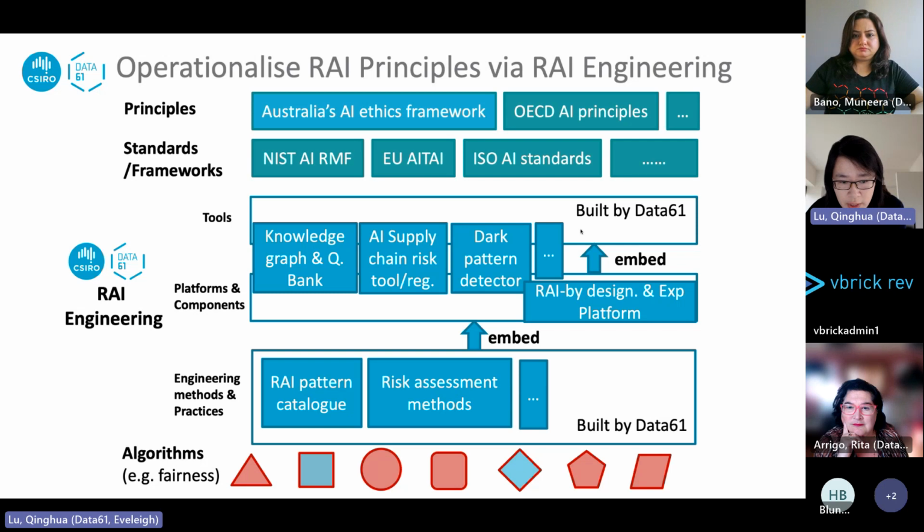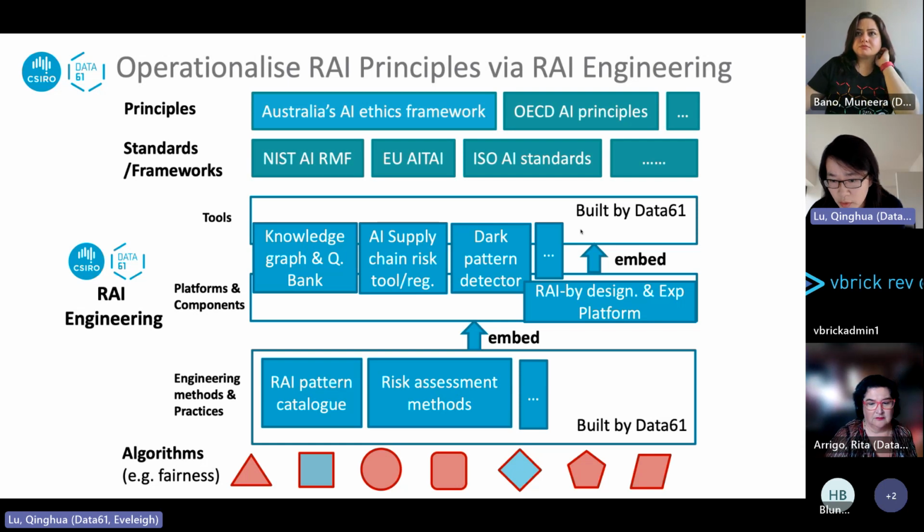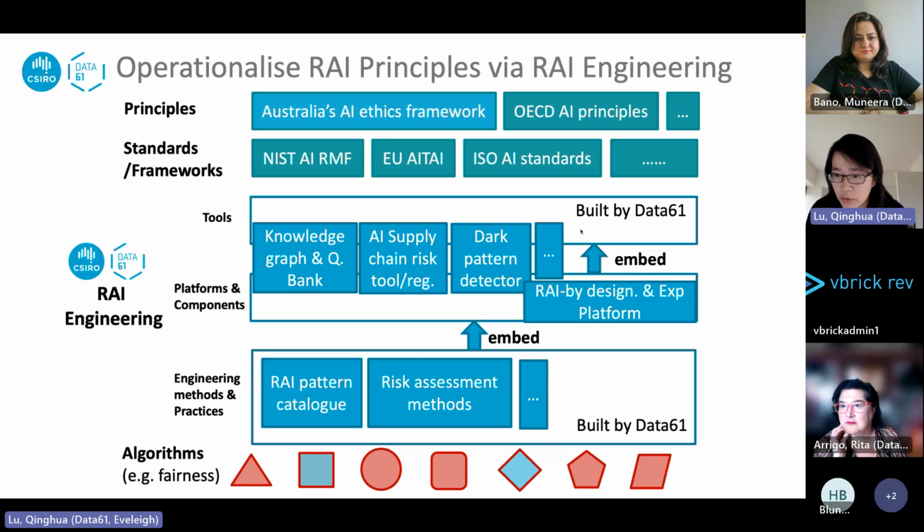developed. For example, for the engineering methods and practices, we have built a responsible AI pattern catalog for risk mitigation, and we have collected a set of risk assessment methods to do concrete measurement for different types of AI risk in the projects. We have built a responsible AI knowledge graph and question bank to help practitioners understand their organization's AI risk. We have worked on a bill of materials generator to help manage AI supply chain risk. And we have also developed a dark pattern detector to manage the dark patterns shown on the interface of your AI applications.